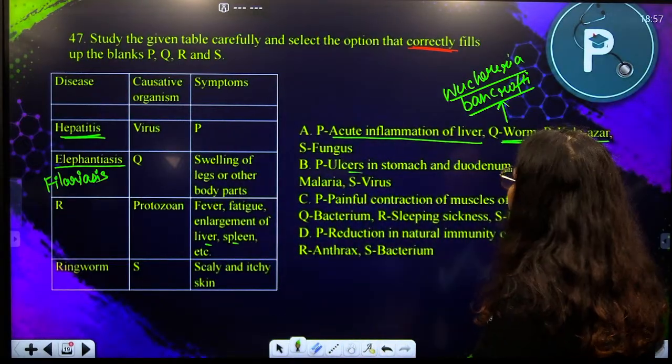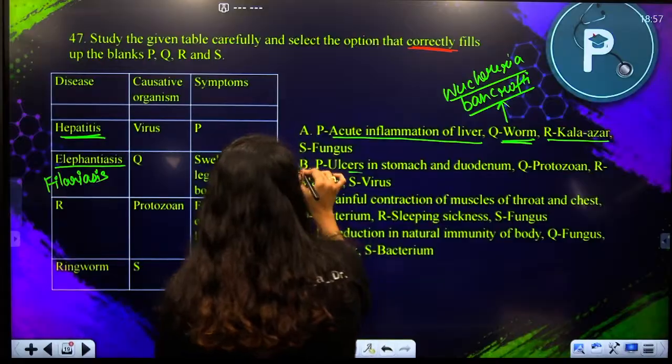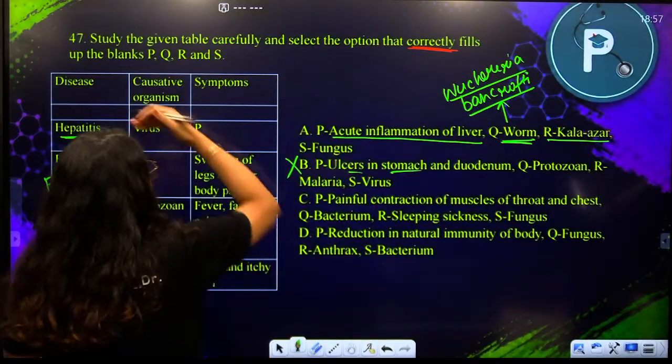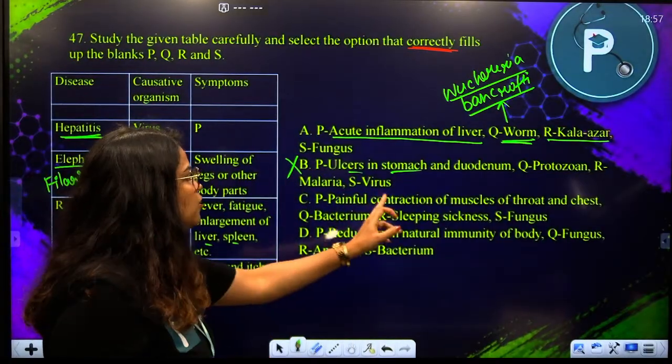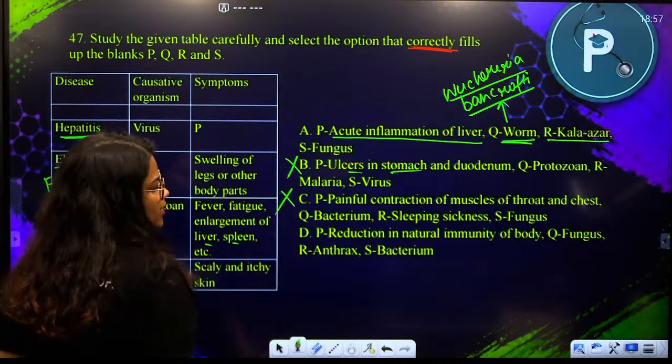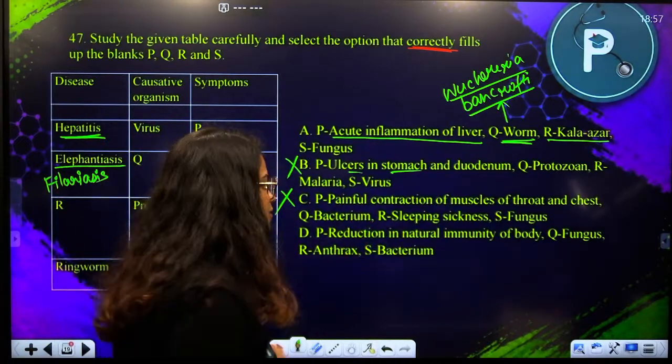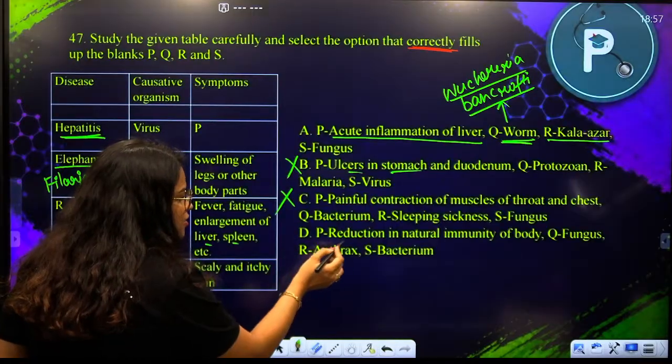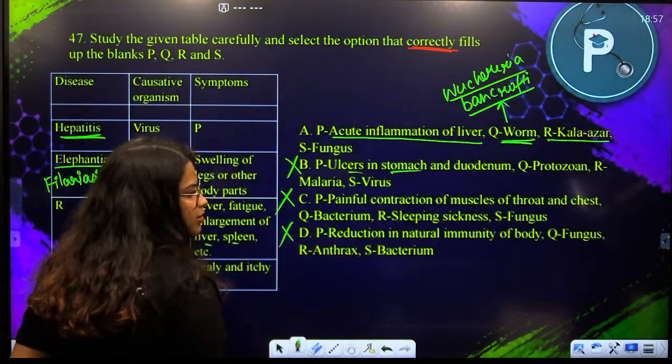So of course kala azar. Otherwise, this can't be an answer because they are saying ulcer in the stomach. So first P is already gone. Painful contraction of muscle and throat, that is also gone. Hepatitis is not for muscle, right? Bacteria, then they are saying reduction in natural immunity. No, that is also not the case.